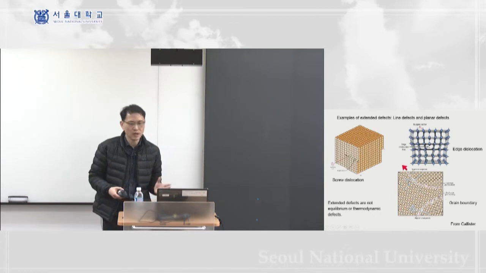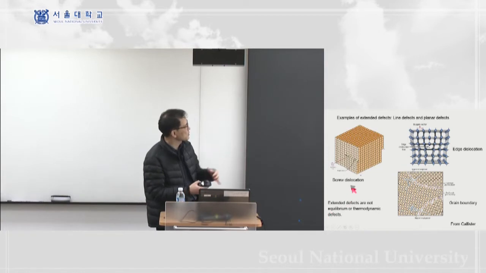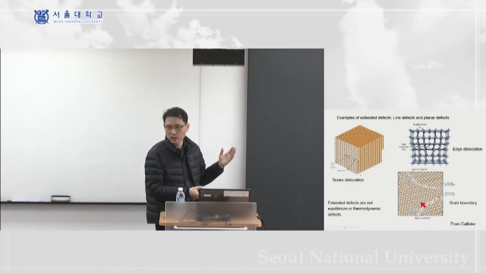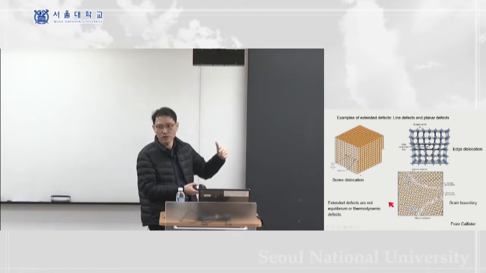Besides the point defect, we also have the extended defect, which consists of many atoms extended over space. Like you may know, this is a picture I got from Callister's textbook. There's a screw dislocation or the edge dislocation, or in polycrystalline samples, you have the grain boundary between the different crystalline grains. All right. So those defects are extended over space, and therefore energetically it is really expensive to create this kind of defect compared to the point defect.